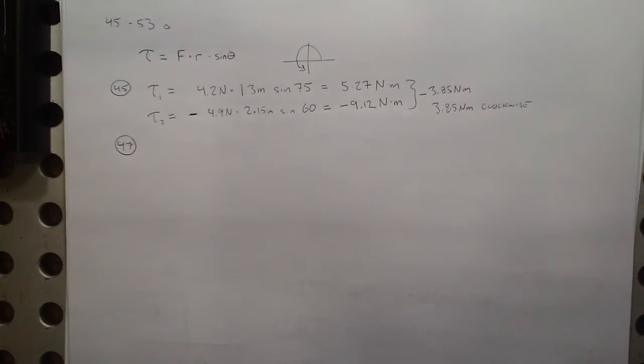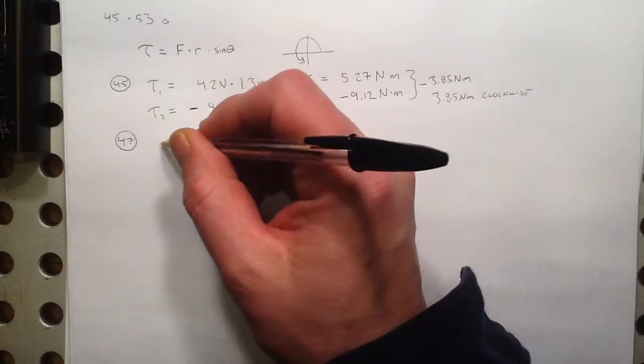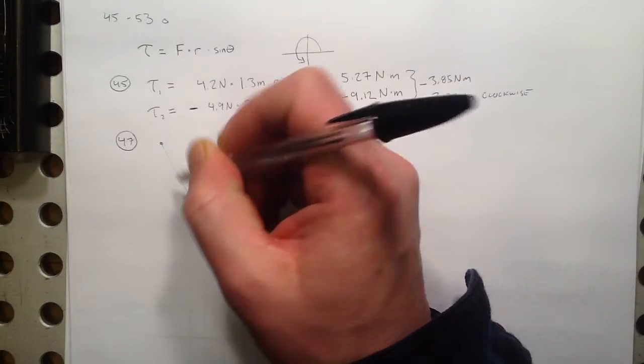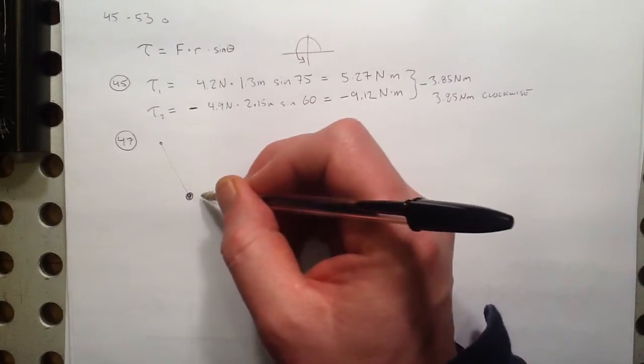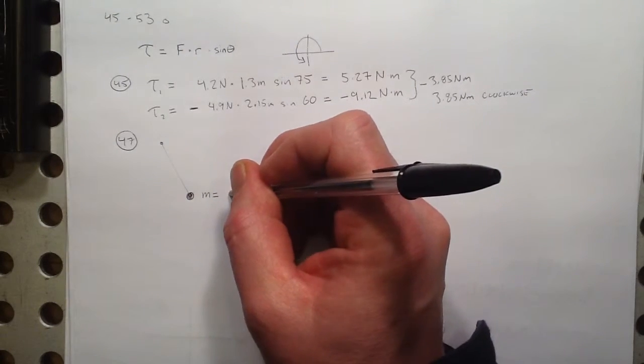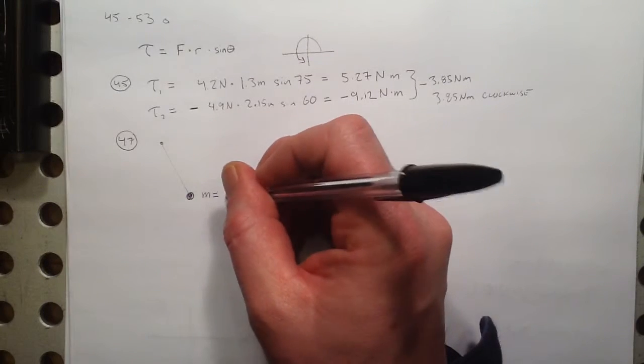Number 47. A small ball of mass 0.75 kilograms is attached to one end of a 1.25 meter long massless rod, and the other end of the rod is hung from a pivot. When the resulting pendulum is 30 degrees from the vertical, what is the magnitude of the gravitational torque calculated about the pivot? So, got a rod, the ball on the end of it, and the mass of this is 0.75 kilograms.